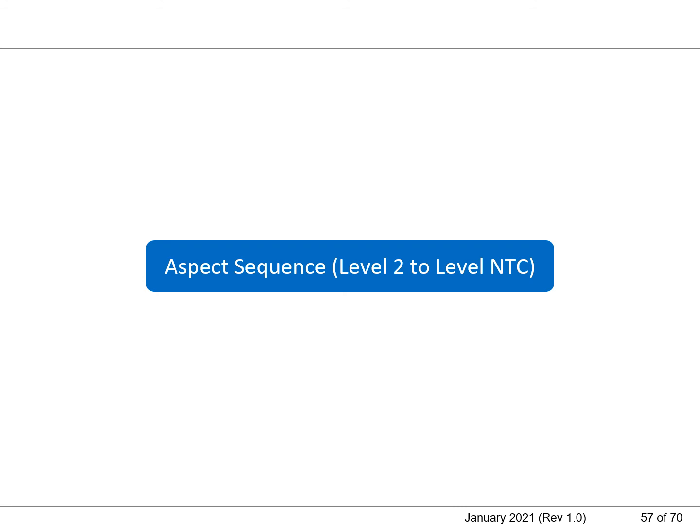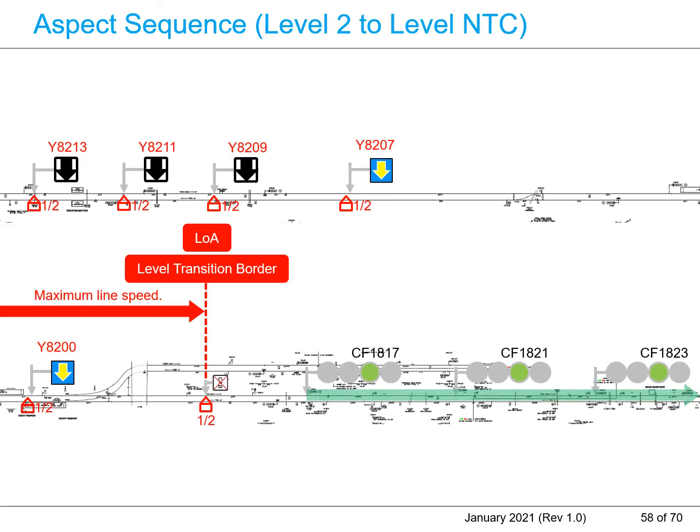The next section of this module will explain the aspect sequence that the train driver will observe after the level 2 to level NTC transition border. The aspect indication of the first signal beyond the level 2 area is relative to the aspect sequence beyond the first signal. The status of the ETCS level 2 movement authority towards the level transition border has no effect on the first signal beyond the level transition border.